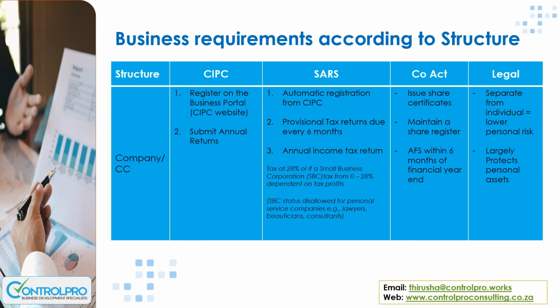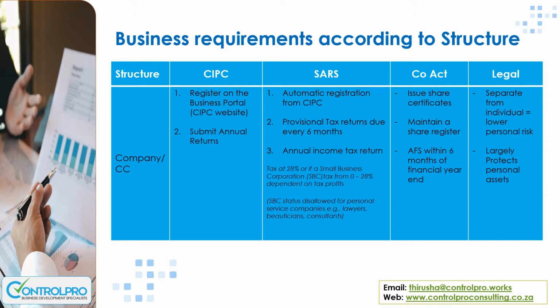Let's get into it then with the business requirements according to structure. We're just going to look at three types of structures, although there are more, because these are the three main structures that we would look at. One is company. So in terms of CIPC, you will need to register on the business portal or the CIPC website.